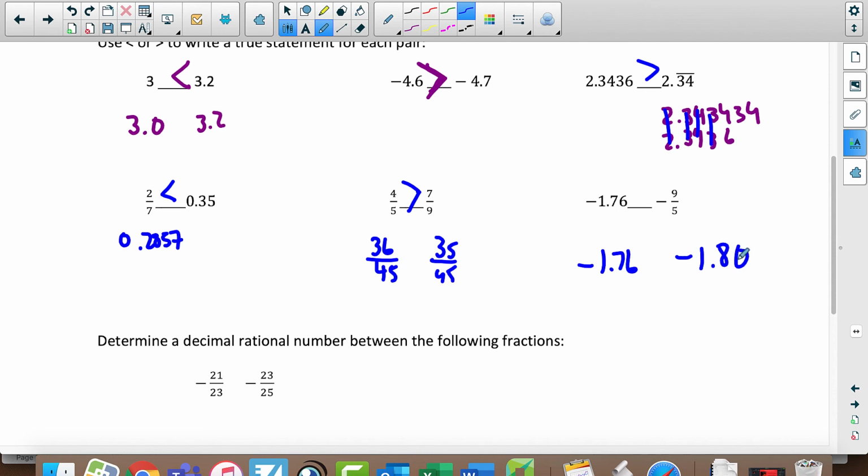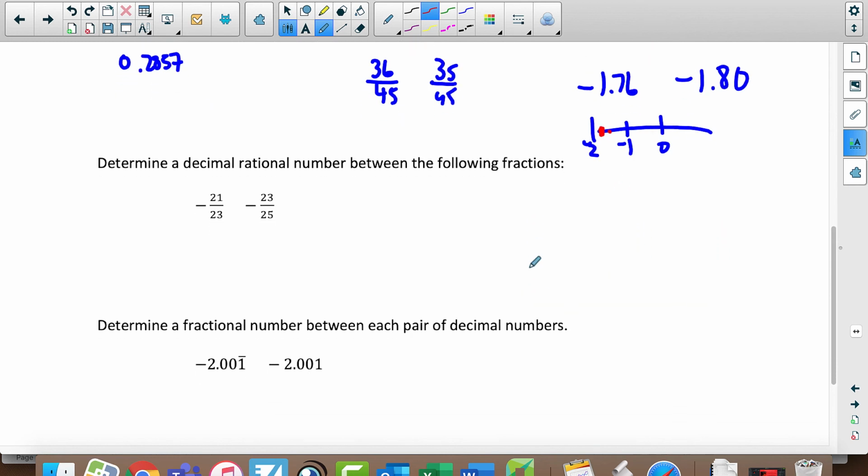Be careful. 80 I know is bigger than 76, but bigger negatives are actually smaller. This is the bigger number. On our number line, if here's 0, negative 1, negative 2, negative 1.8 is further down the number line than negative 1.76. So this is bigger.